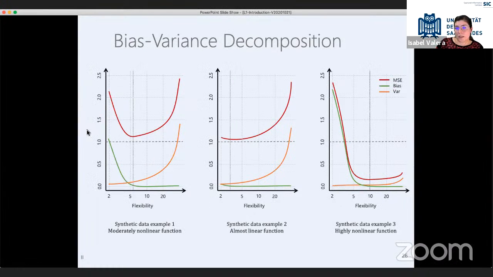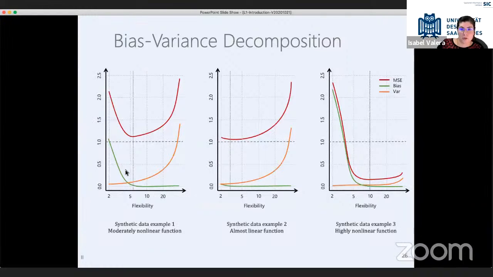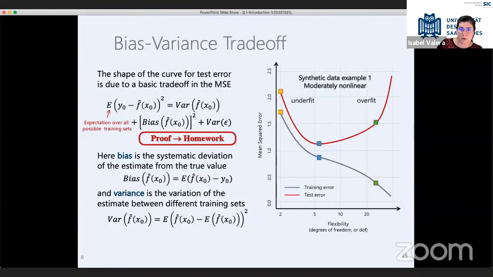So if we come back to our example, where we have a moderately nonlinear true function, what we have here is the true MSE that we were plotting before in the test set. This was this same shape. What we can now do is divide it into the two terms that we were talking about, the variance and the bias. The other part is simply the shift by the variance of the error. This is a constant which is positive, so you simply shift it up, and it doesn't depend on X.